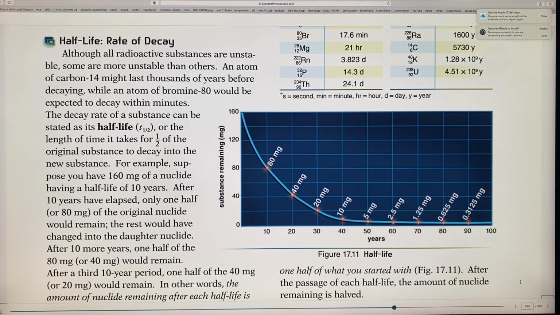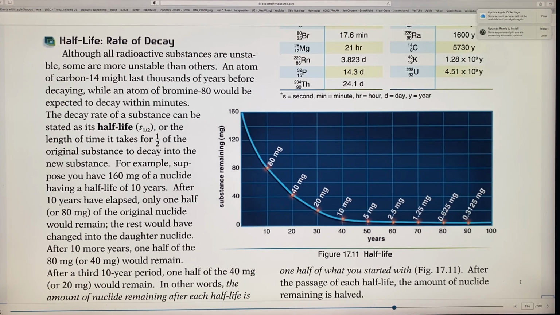That's what a half-life is. All radioactive substances that are unstable have different half-lives; some are more unstable than others. So first of all, they were talking about carbon. Carbon-14 has a half-life of thousands of years before decaying, and bromine-80 has a half-life of only a few minutes. So see how it can vary so much between different elements.